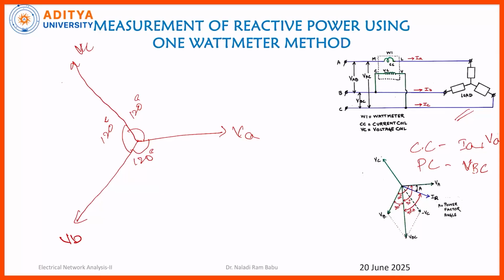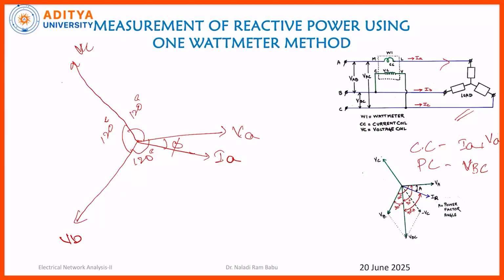Now we all know that in phase A, this is the phase A, the current flowing through it is IA. VA and IA are lagging, that means IA lags VA. So here I am drawing the IA. The angle between VA and IA, let it be phi. That means this is the phase angle. The angle between VA and IA is phi.